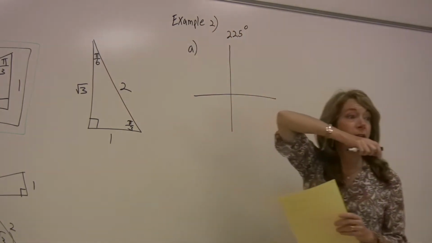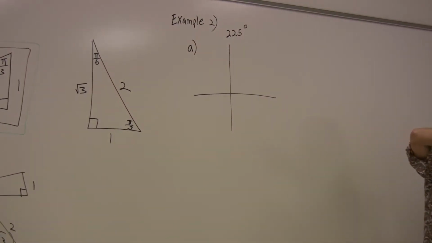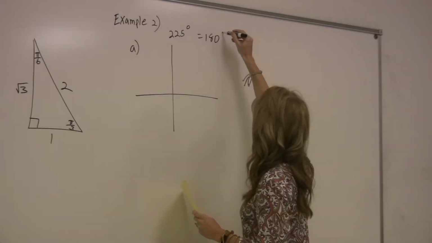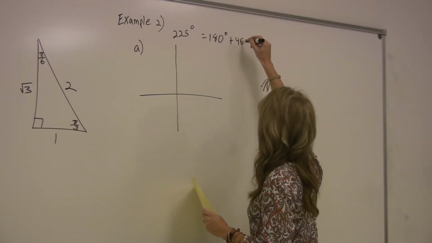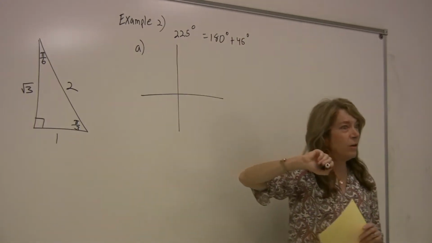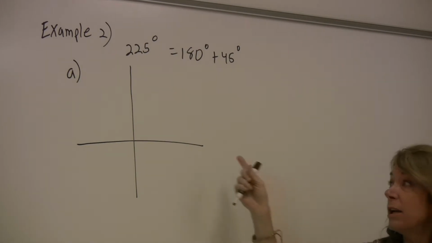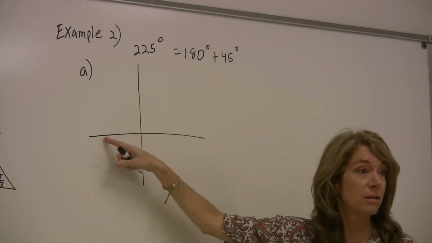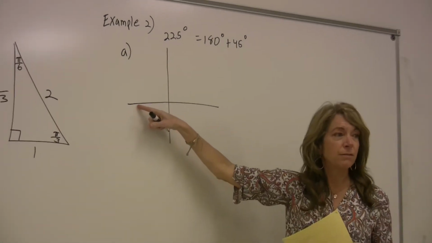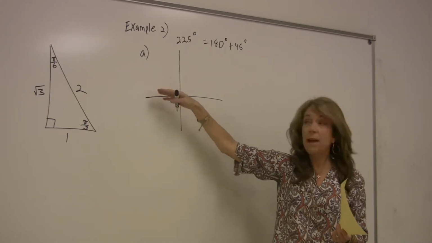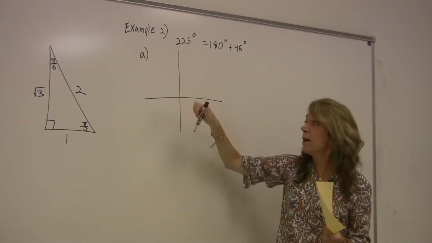Be like 180 plus 45. Ooh, I like what he said. Did you guys hear that? He said, that's 180 plus 45. That's exactly the way I think of it too. Because we know where 180 is. 180 is from here to here. Plus another 45. Where's 45? Halfway, because this is 90 degrees, so halfway in here.